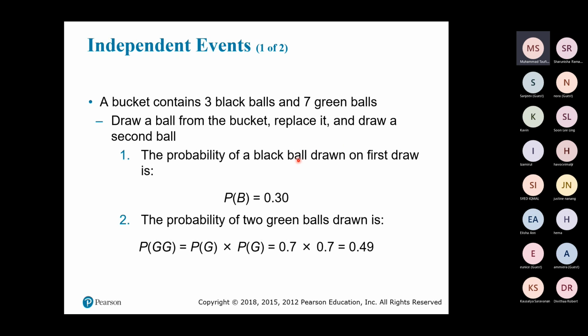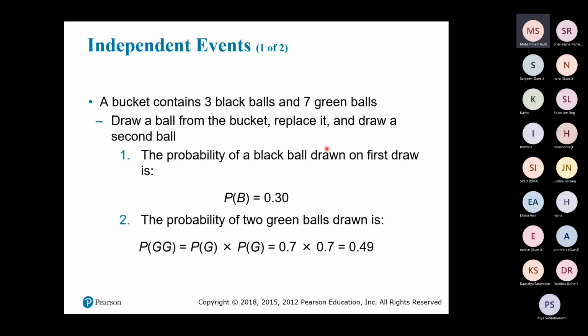So this one is another example. A bucket contains 3 black balls and 7 green balls. So you have a bucket, you put in 3 black balls and 7 green balls. The total number of balls in the bucket is 10.